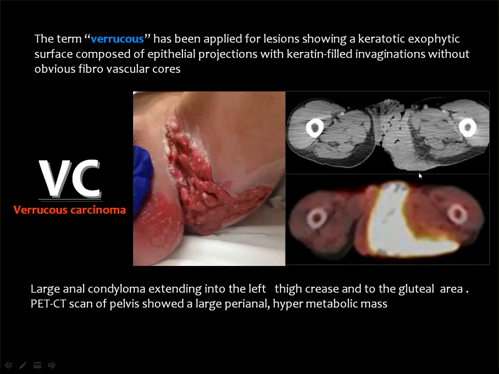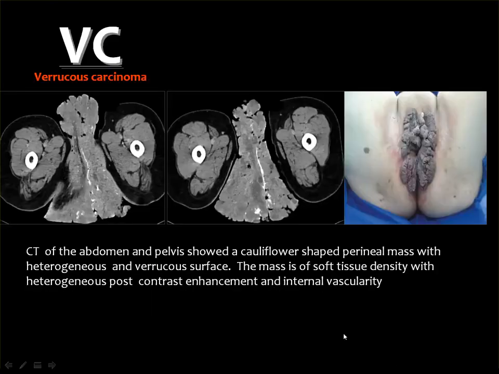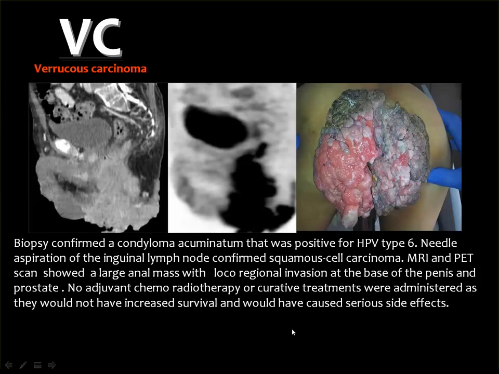And then whenever you use the PET-CT, you get significant metabolic activity in the tumor. And this is another lesion where you see a cauliflower mass infiltrating the perianal area. The CT can show the lobulated appearance, the size of the mass, and also the internal vascularity of the tumor.